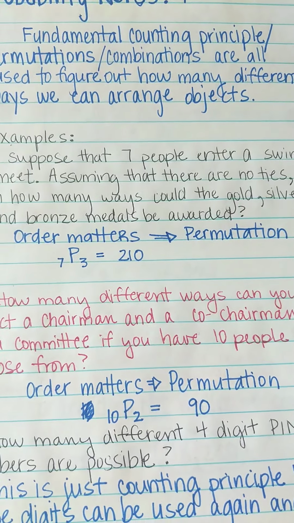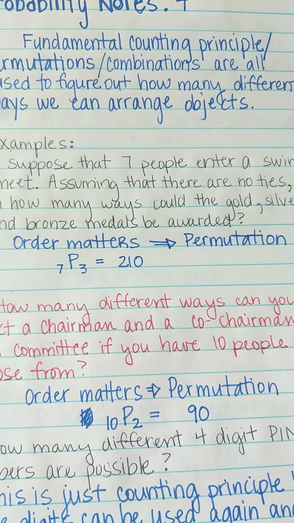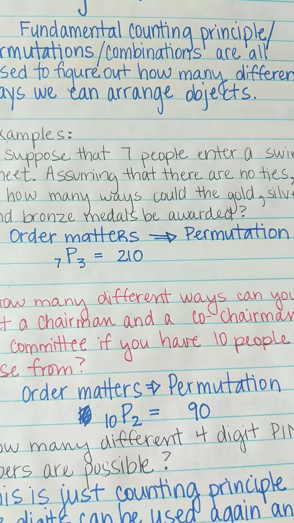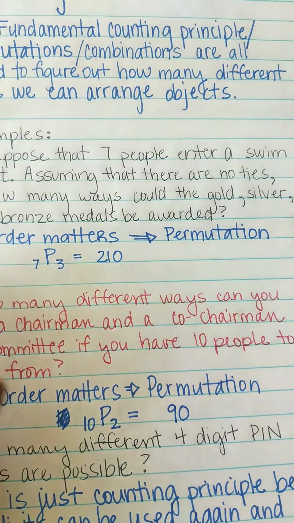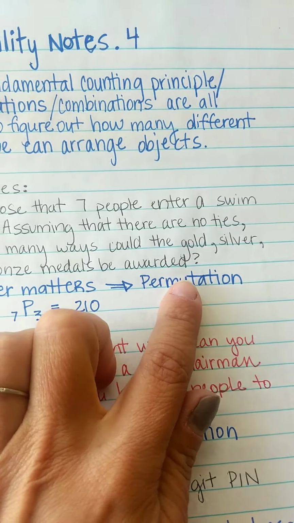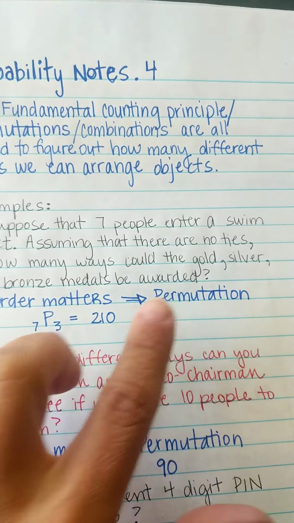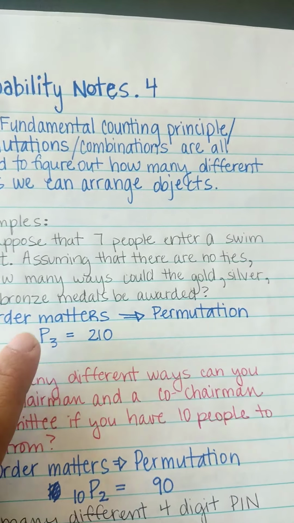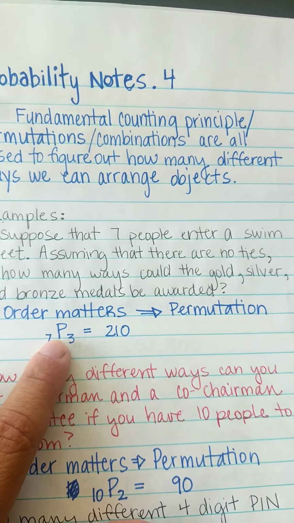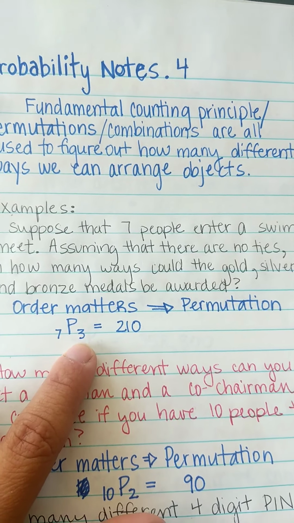Now, in this situation, the order those people win is important. Order matters, because me getting a bronze is not the same as me getting a gold medal. So because order matters, we use permutations. For permutations, we put the total number of people first, and then we put a big P saying this is permutation, and then how many different spots we have, okay?